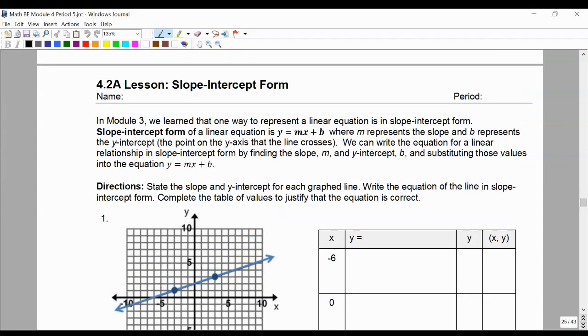This is the 4.2a lesson. We're going to look at a couple of problems revisiting slope-intercept form. Slope-intercept form was y equals mx plus b, where our slope was m and our y-intercept was b.